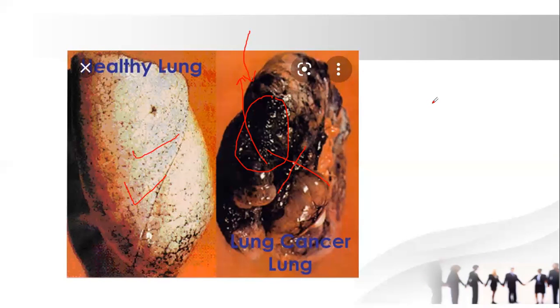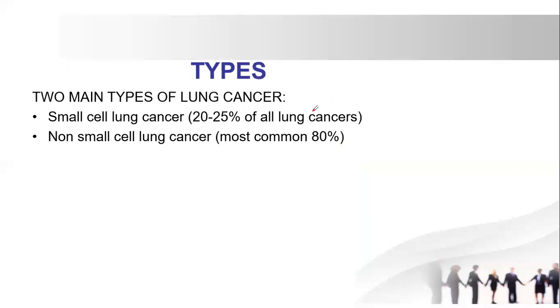So secondary lung cancer is also one of the most common types of lung cancer, in which the cancer spreads from other areas of the body to the lungs. Now, what are the types of lung cancer? Mainly there are two main types of lung cancer.